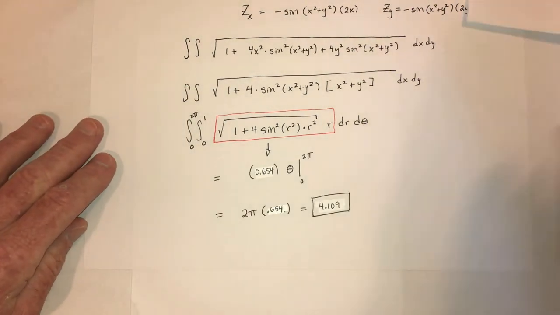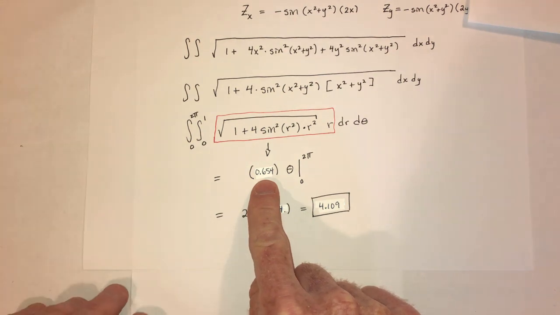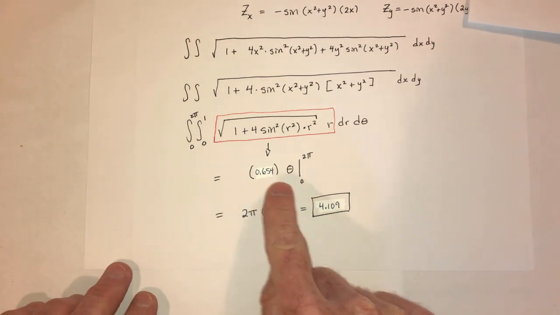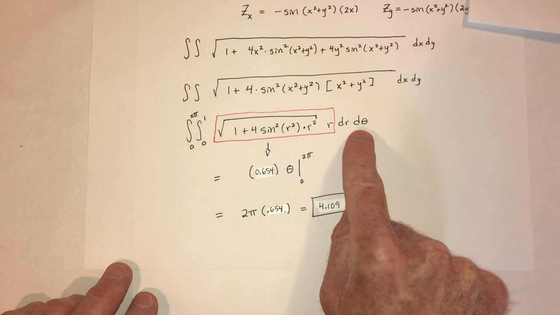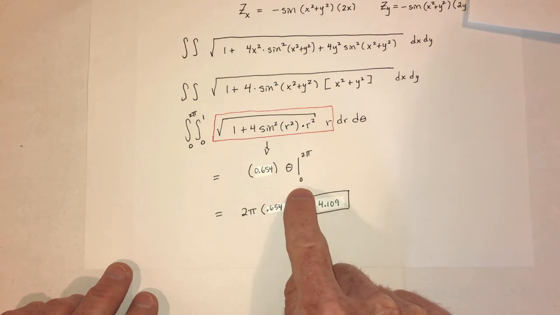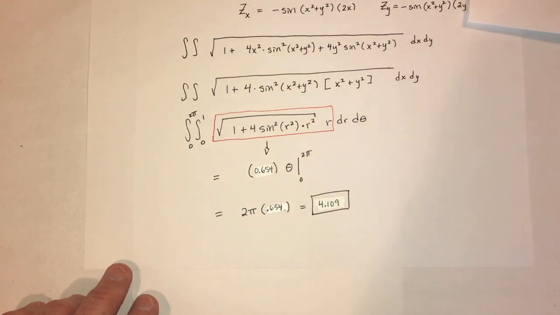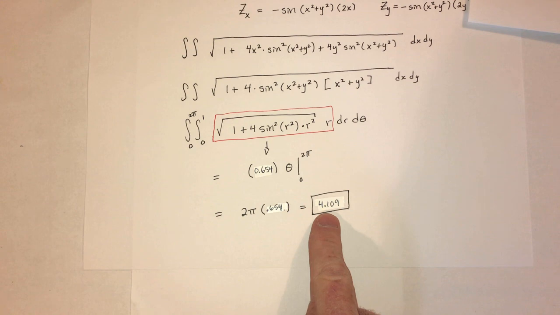So this integral becomes a 0.654, and then we just need to integrate the d theta, which becomes theta, evaluated from 0 to 2 pi. That gives us a 2 pi times the 0.654, so the final answer, 4.109.